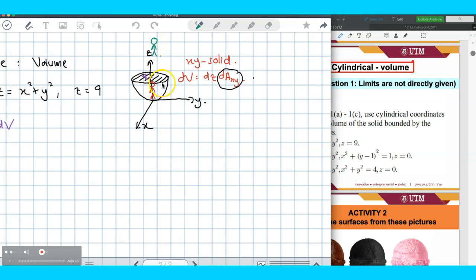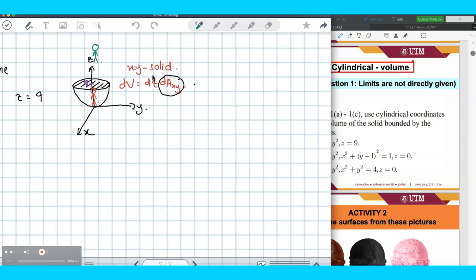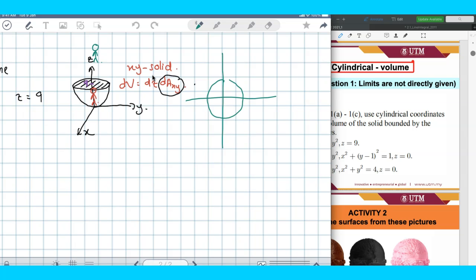What is the dominant shape? Can you just see the origin down here, or what is actually the dominant shape? Yes, you can see this circle when z is equal to 9. So that is your region. I repeat, the region is the dominant curve that you can see when you put yourself outside the solid. So you can see the circle centered at the origin when z is equal to 9.